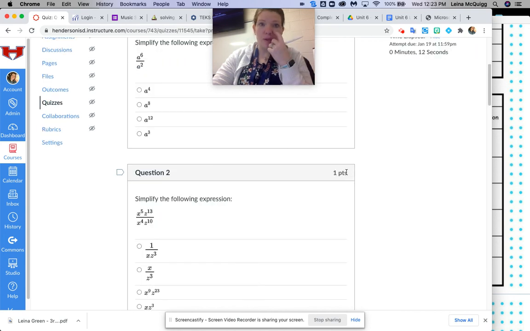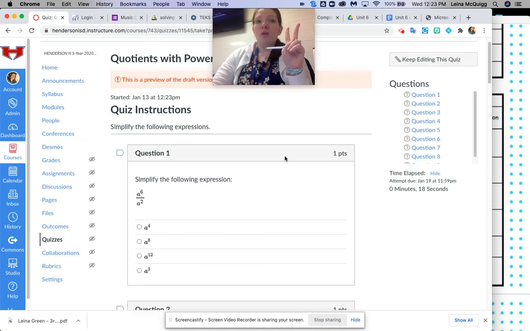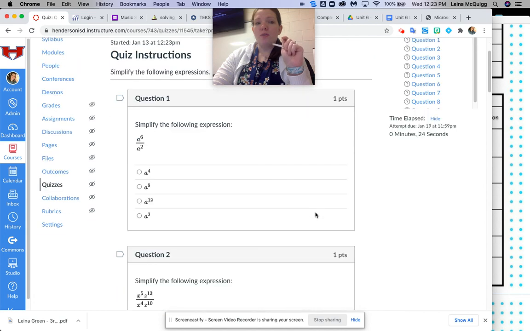And then there's also going to be another assignment for tomorrow. So stay on top of your work. You should have already done products with powers yesterday, quotients with powers today. Tomorrow there's going to be another assignment posted, a maze, okay? So stay on top of your stuff, all right?